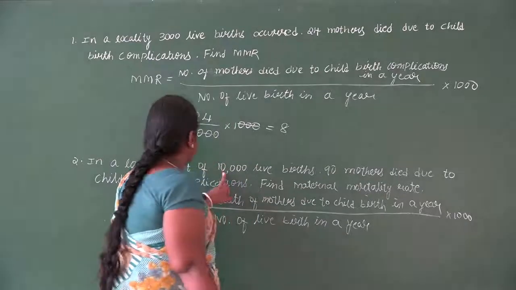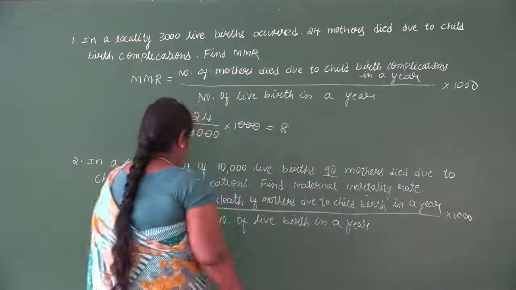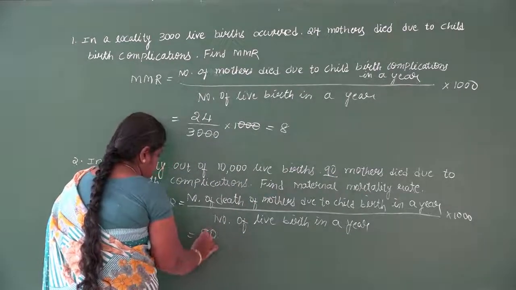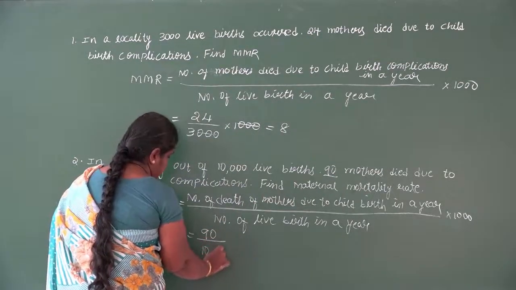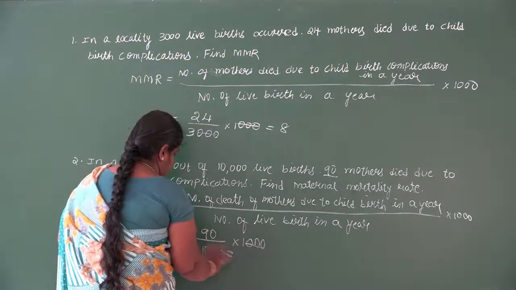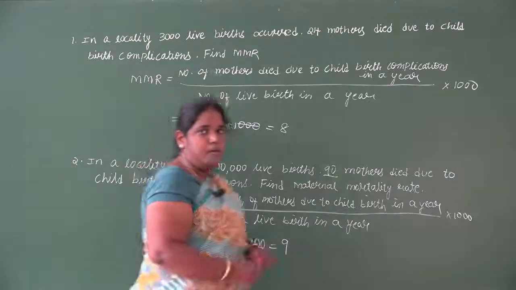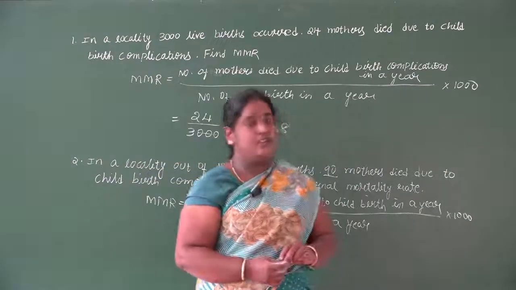Then see the values. It is 10,000 live births and 90 mothers died due to childbirth. So 90 divided by 10,000 into 1000. Cancel the 0 terms, and we will be remaining with 9. So 9 is the MMR value. So this was regarding the MMR.